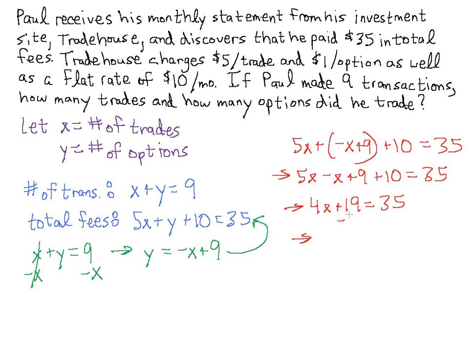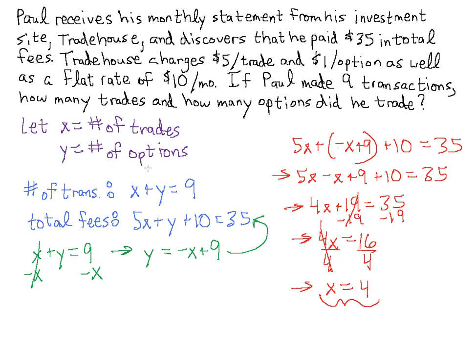Let's go ahead and subtract both sides by 19. These 2 terms will cancel. So we have 4x equals 35 minus 19, which is 16. And we can isolate x by dividing both sides by 4. So we have x, the number of trades made in that month, is 16 over 4, which is 4.